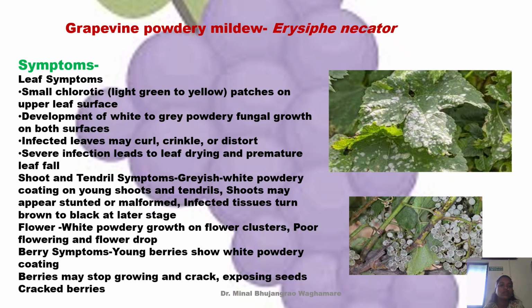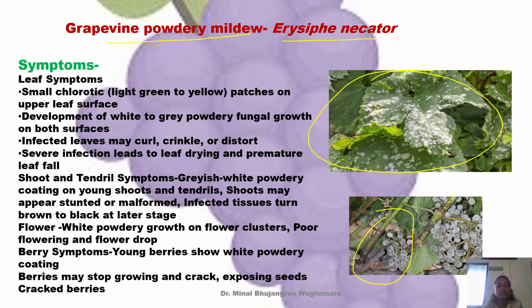Coming to the next disease of the grapevine, that is powdery mildew, and the causal organism is Erysiphe necator. In this we can see whitish mycelium growth appear on the leaf surface. Such kind of growth also appears on the berries, and the shoot and tendrils also show the whitish mycelium growth.